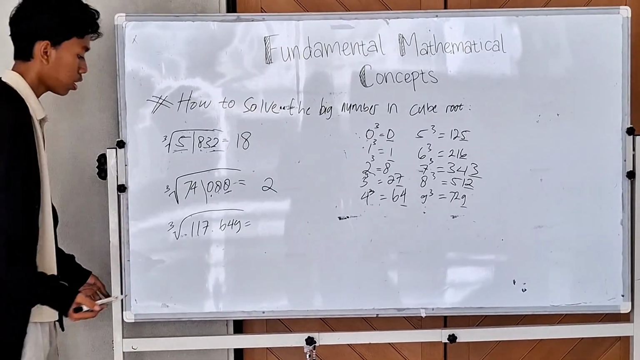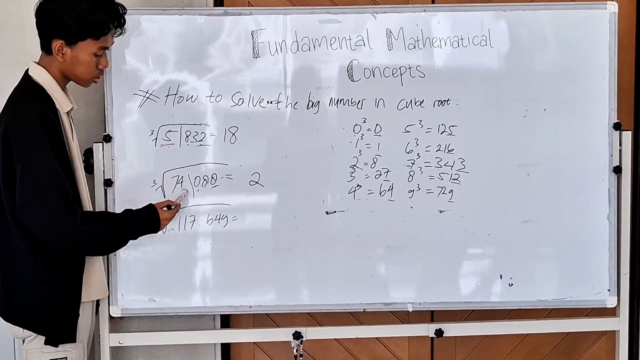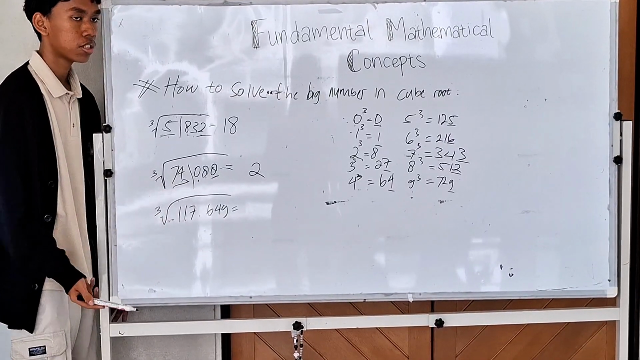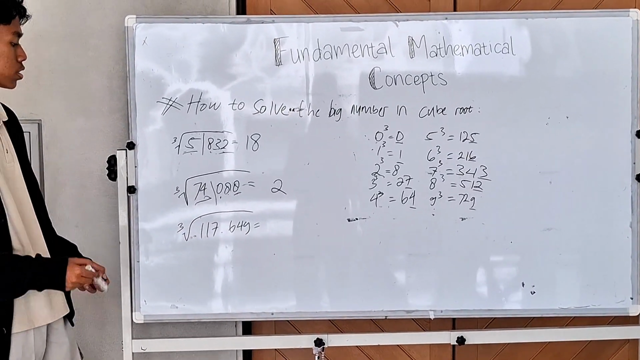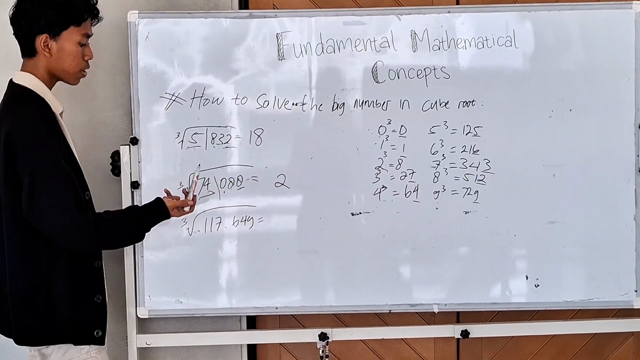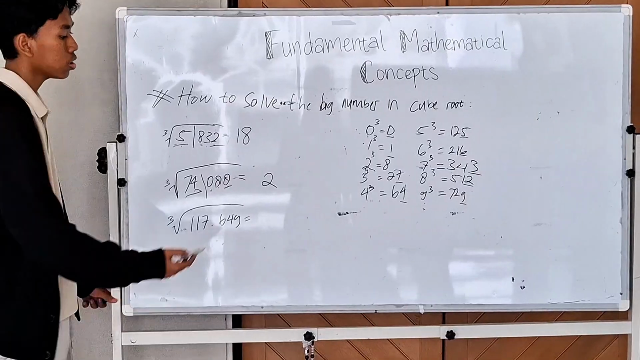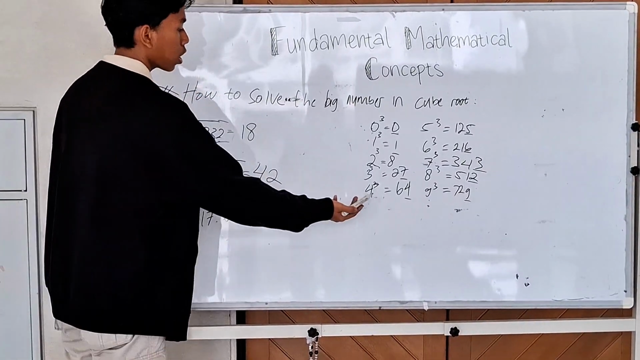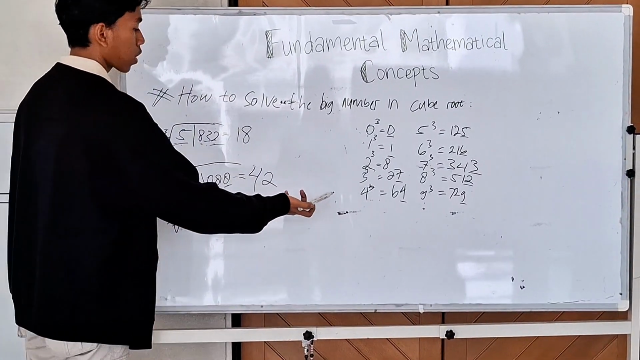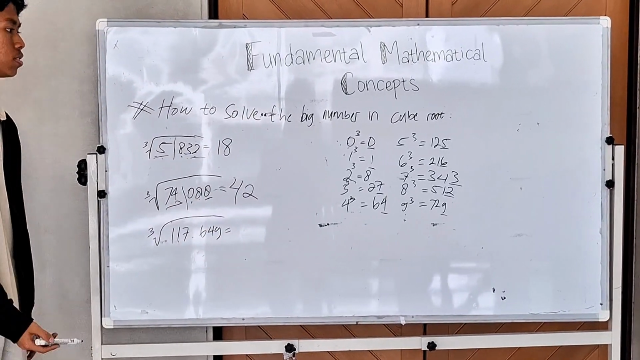And then for the other part, we must search the closest result of 0 until 9 that is equal to 74 or closest to 74. And for this example, we got 4, because for the closest, the result of 4 cube is closest to 74.